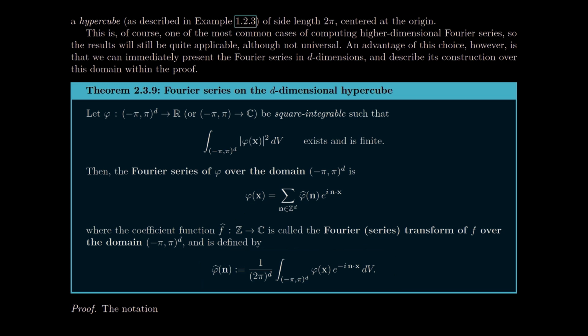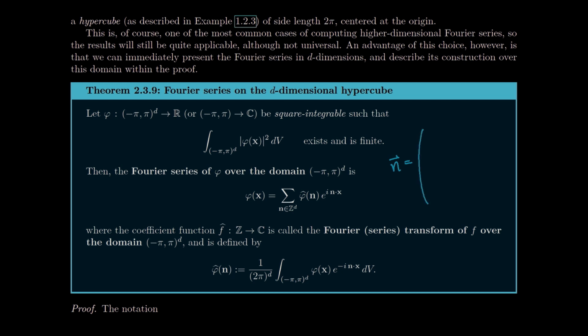So maybe I'll just describe this a little bit. We're going to be able to reconstruct phi from its Fourier transform, summing over all n, which are vectors in Z^d, which are the d-dimensional integers, where e to the i n dot x is e to the i n1 x1 plus i n2 x2 plus dot dot dot plus i nd xd. So there's d elements in each n, and there's d elements in each x, but all of the n's are integer valued. Let's be a little bit more explicit about those integers.